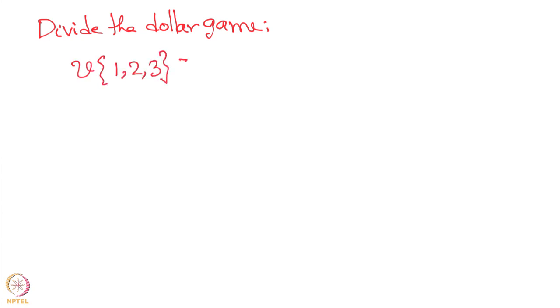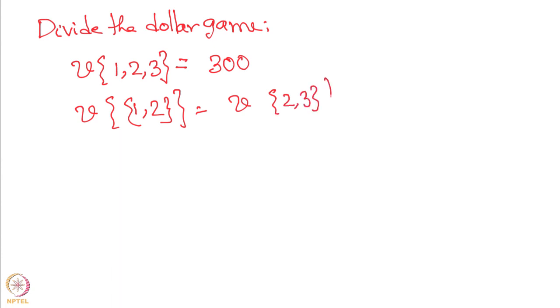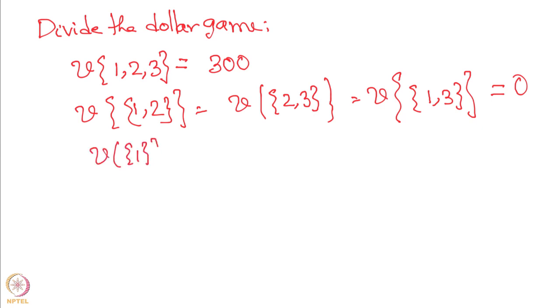So, let us look at the divide the dollar game. That is where we introduced this multi-person bargaining game and then multiple solutions were possible. So, if there are 3 players, all of them together are worth 300. They have to share this 300 rupees, and if only 2 people are sharing, we want them to get 0. Then V of singleton 1, V of singleton 2, V of singleton 3, all of them also get 0. So, they have to share 300, but no less.